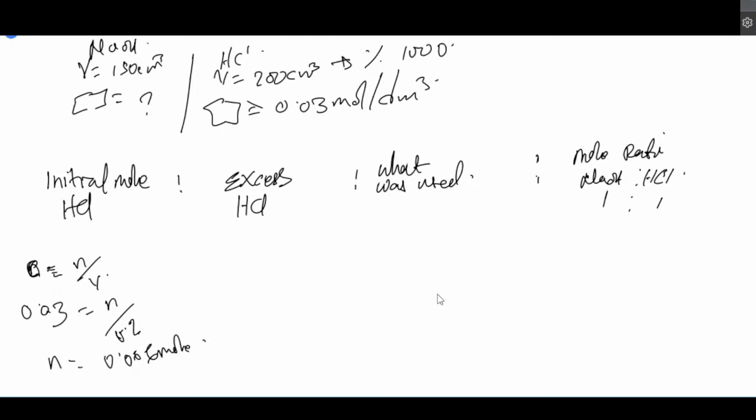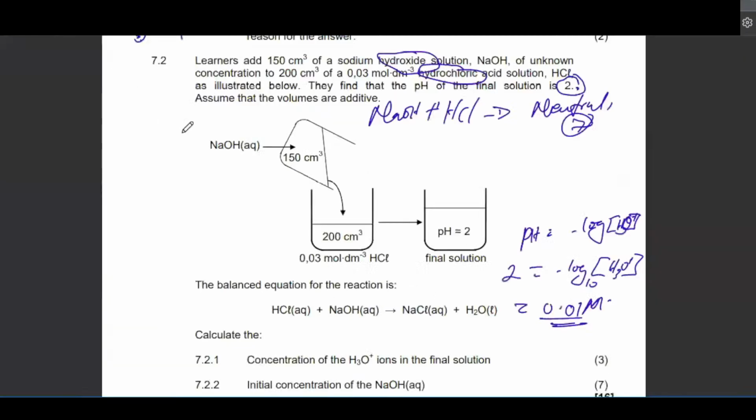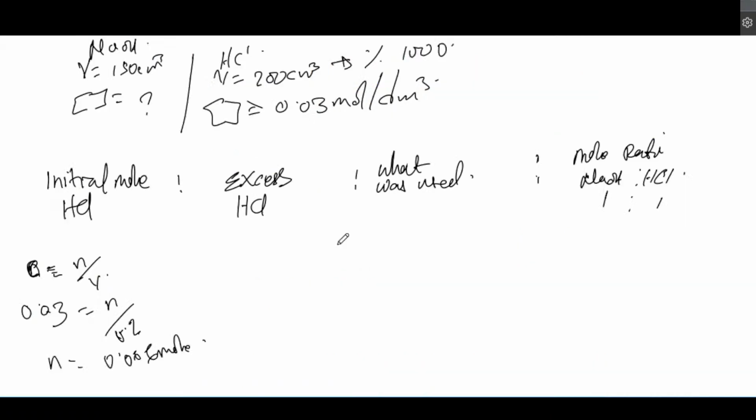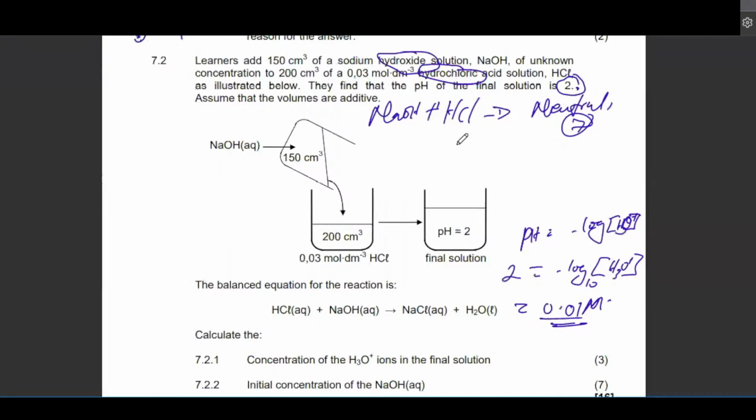But now, what is the number of moles of excess hydrochloric acid? Remember, from the pH, we calculated that the concentration is 0.01. So I come here and say concentration is equal to number of moles divided by volume, whereby the concentration is 0.01. The number of moles, I'm looking for, divided by the volume. Now, because this is the final, they say that the pH of the final solution is assumed to be 2.